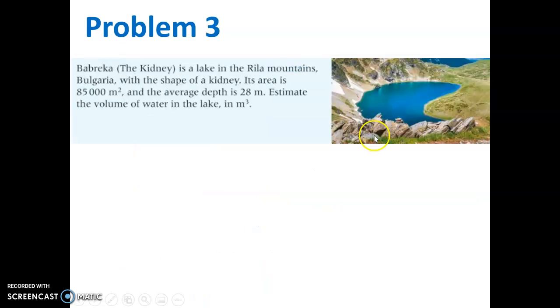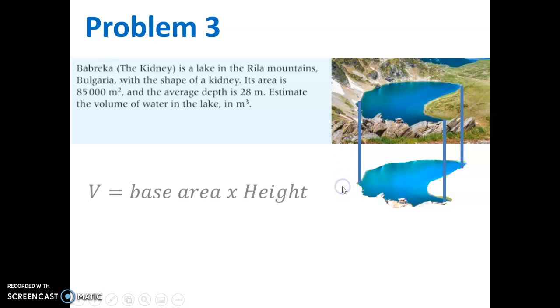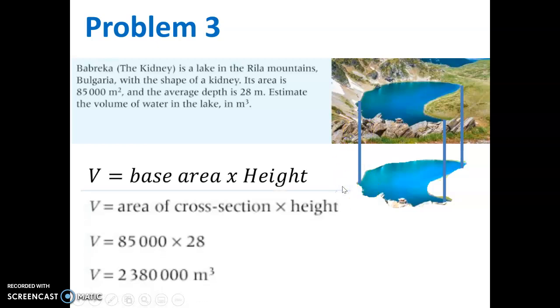Here we have this lake. It's named the kidney because it looks like a kidney shape. Its area is this, and the average depth is 28 meters. What's the volume? Well, think of this one like this, right? There's the depth. You have 2 bases across from each other. All you need is the area of this times the height. Let's check. There's our answer. Great job.